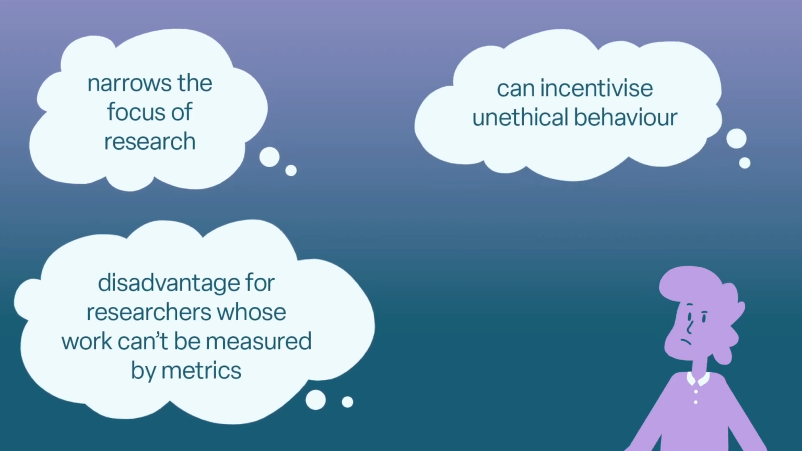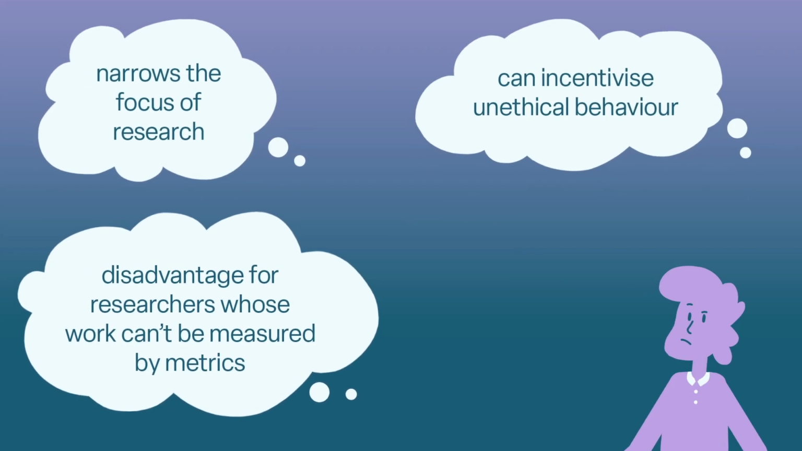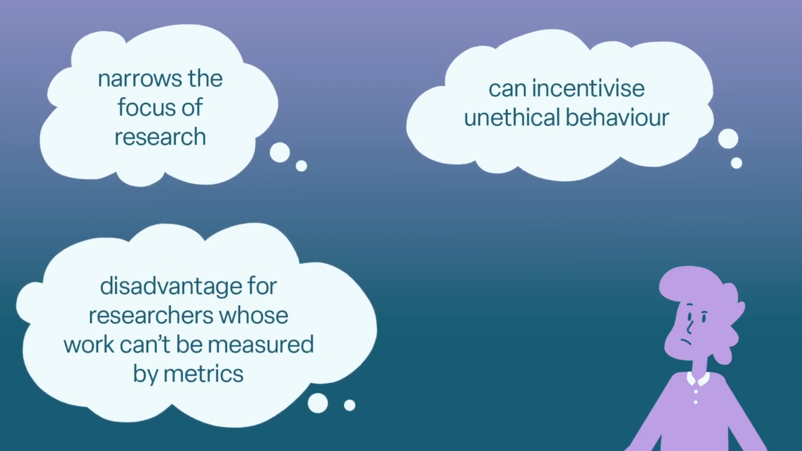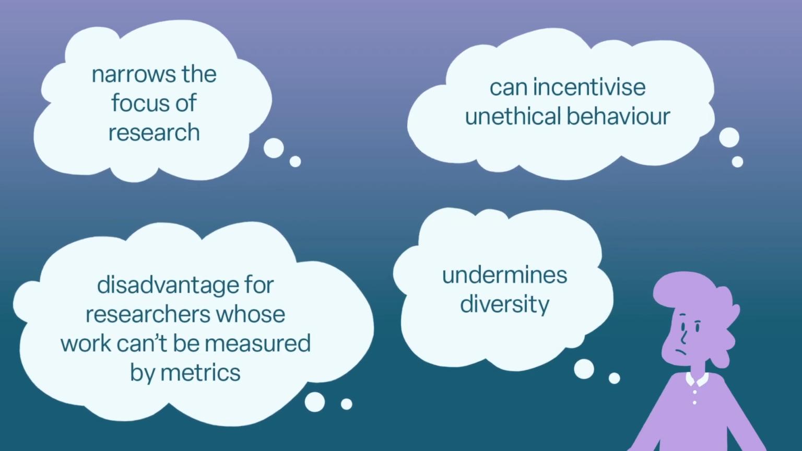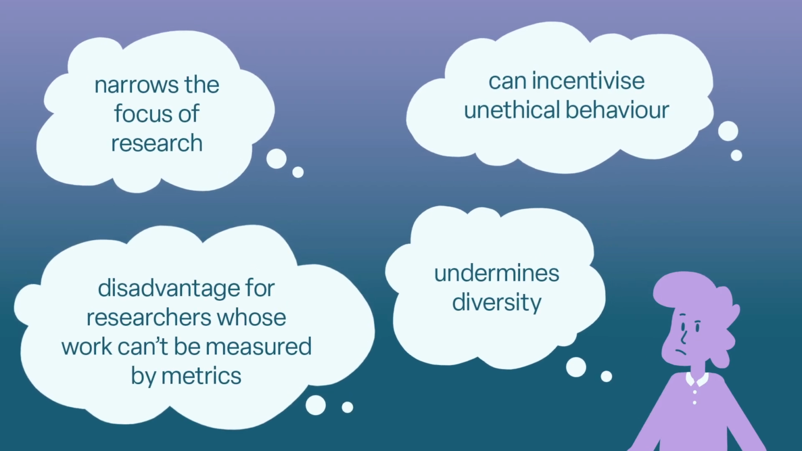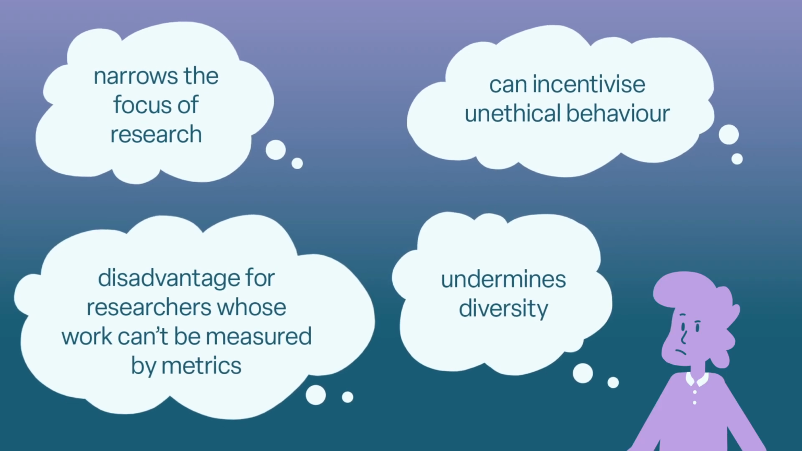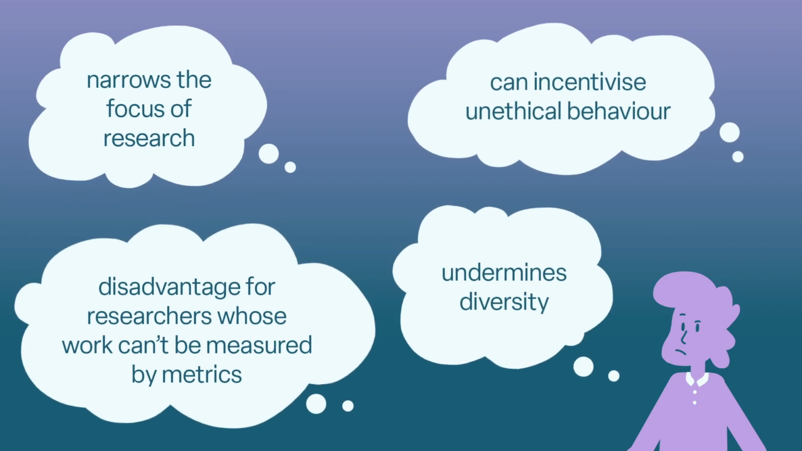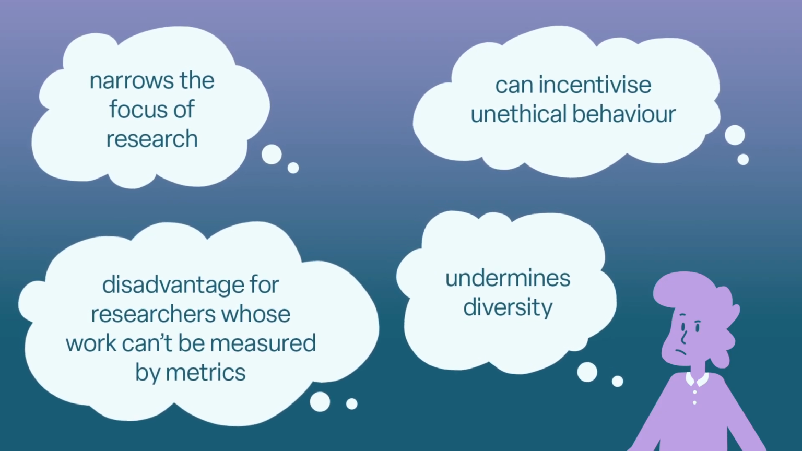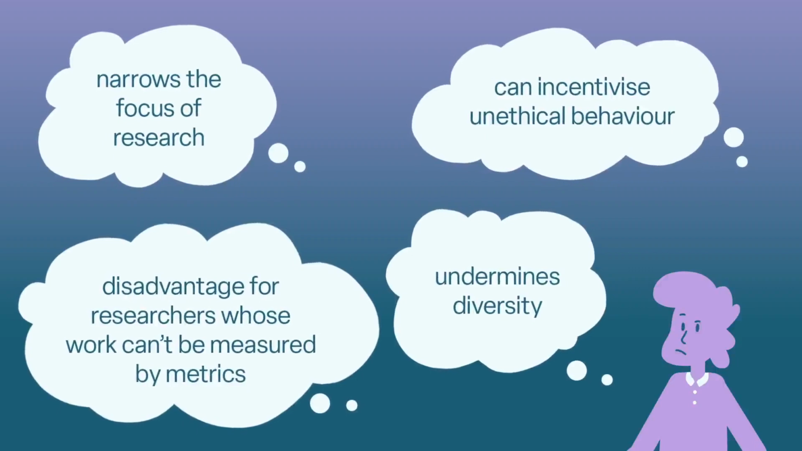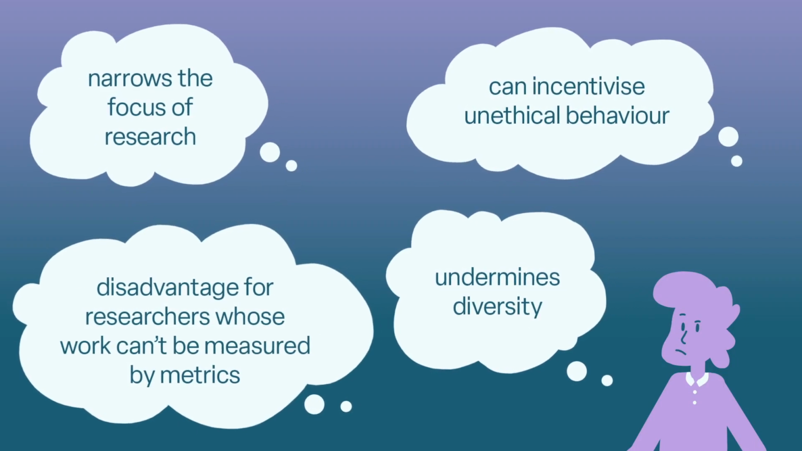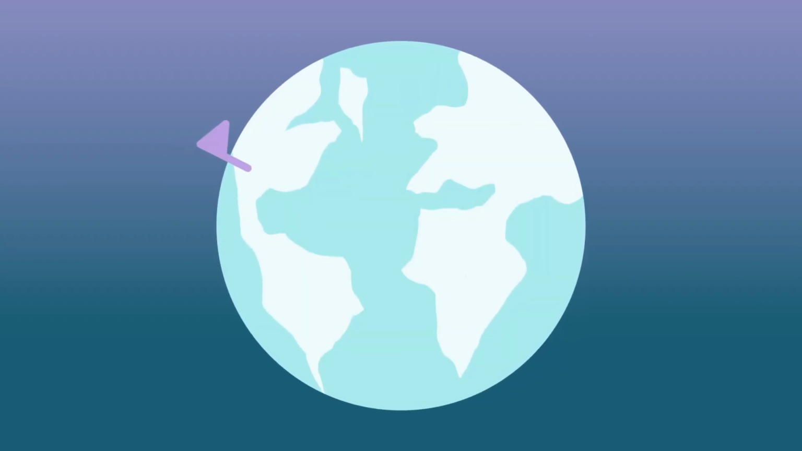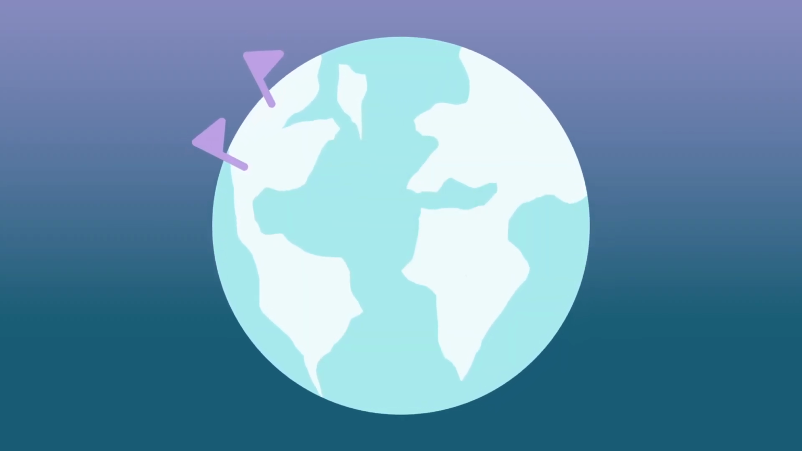Third, it can incentivize unethical behaviour, such as so-called citation stacking and other practices to boost publication metrics. Fourth, it undermines diversity, as not all researchers have the same opportunities to publish in high-impact journals. This applies, for instance, to multidisciplinary and interdisciplinary studies, where the most important and interesting discussions about certain research topics can be held in journals other than those with high impact factors.